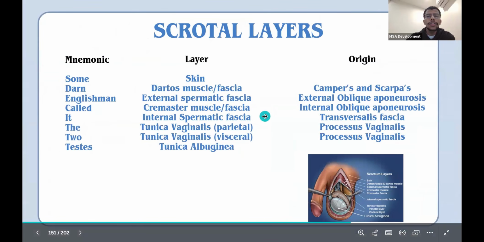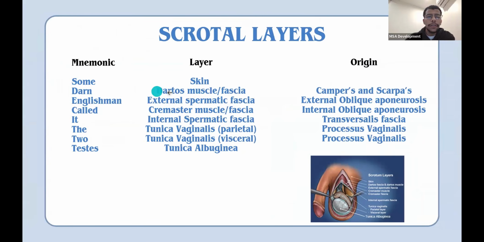And we also need to know the origin for some of them. For dartos muscle, it comes from Camper's and Scarpa's fascia. I think you guys took these in anatomy. And then external spermatic fascia is from external oblique aponeurosis. Which external oblique is the abdominal wall muscle. And the aponeurosis, or the fibrous layer of it, forms fascia, which is called the external spermatic fascia.